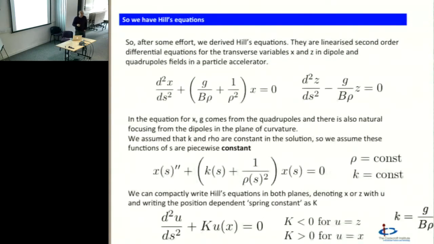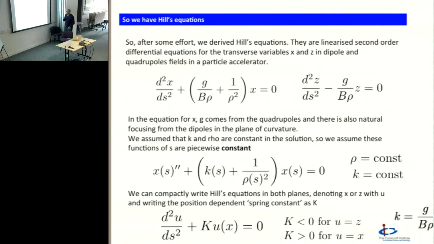Okay, hard work over. Now accelerator physics comes back. So after some effort, we've derived Hill's equations. They're linearized, second-order differential equations for our transverse variables x and z in a dipole and a quadrupole field of a particle accelerator. That's what they are. If you want, block out the previous 20 minutes and just look at the final result and look at the physics of it. And that's them here.